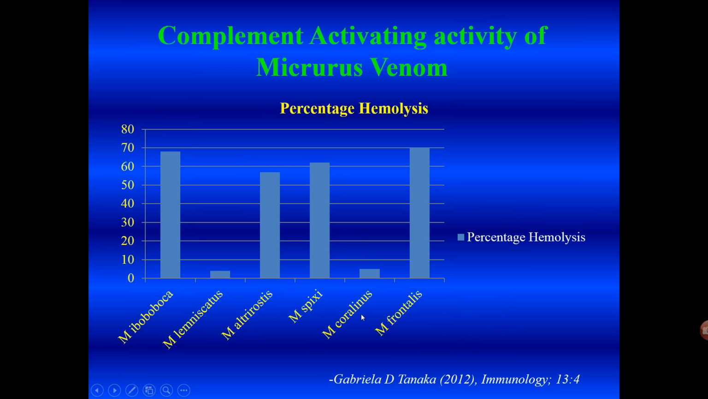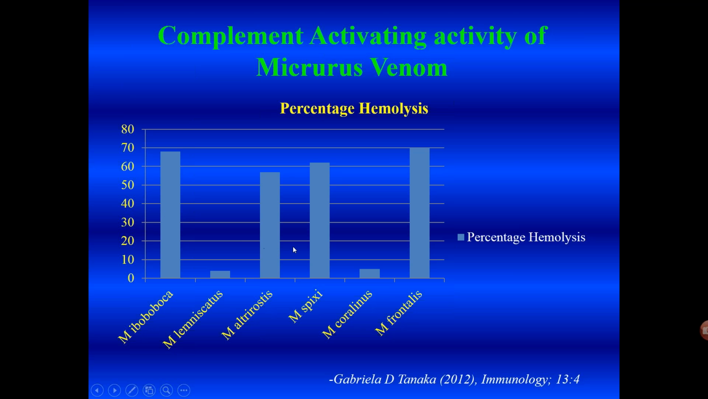We look at the RBC hemolysis with Micrurus venom. Once again, all the Micrurus venom samples produce large degrees of hemolysis, indicating that Micrurus venom and perhaps viper venom are able to activate the alternative pathway of complement in susceptible individuals.